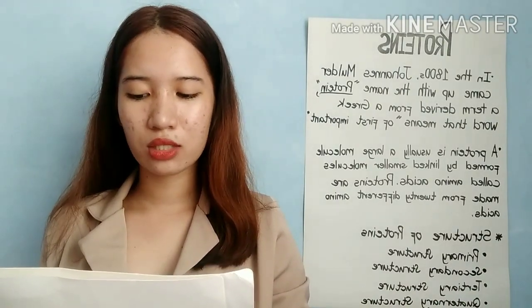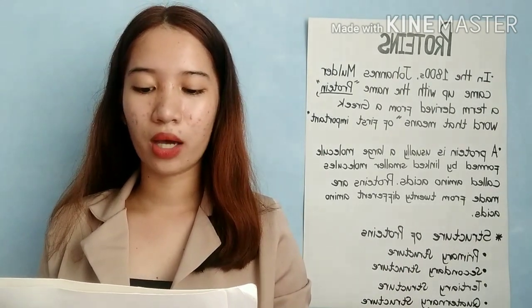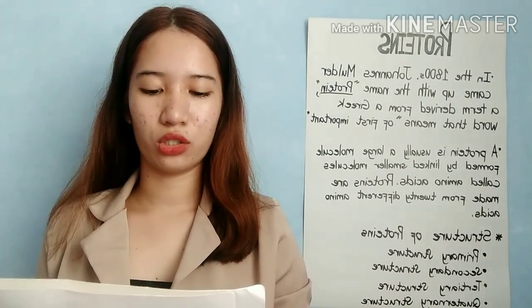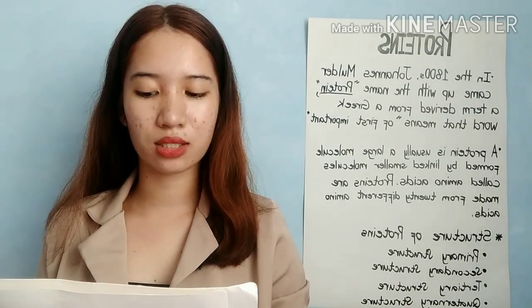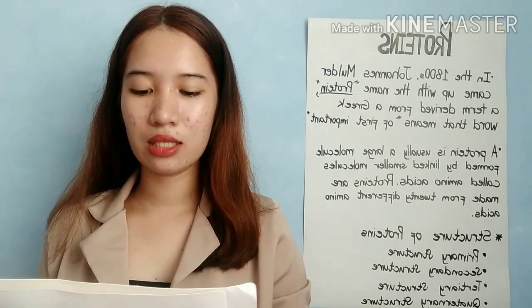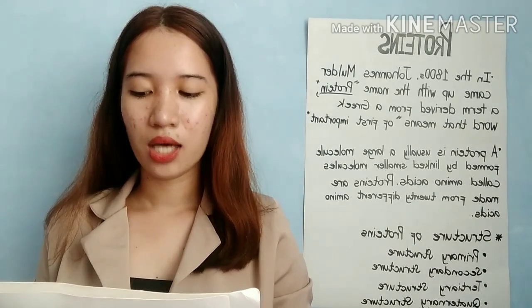A protein is usually a large molecule formed by smaller molecules called amino acids. Amino acids are the building blocks of protein. Proteins are made from 20 different amino acids. The amino acids found in proteins are called the alpha amino acids.